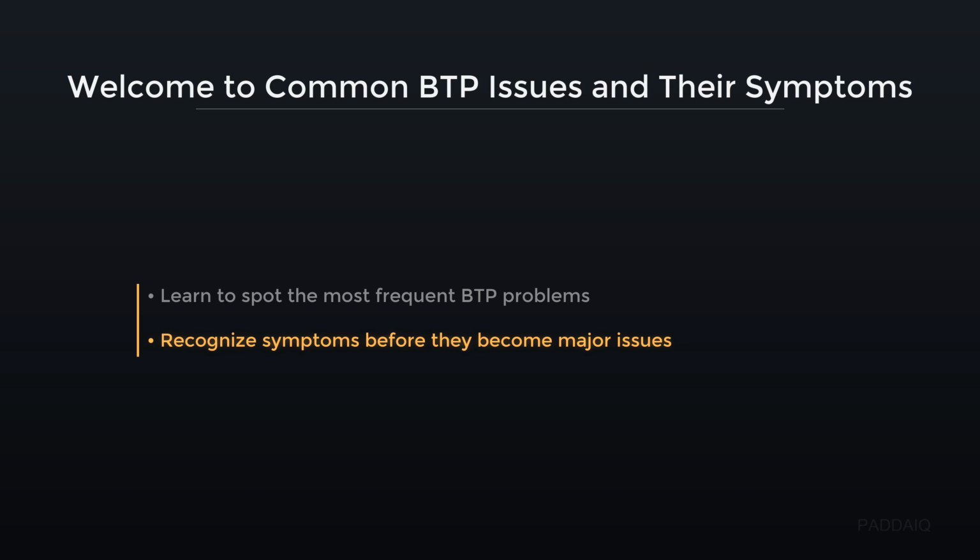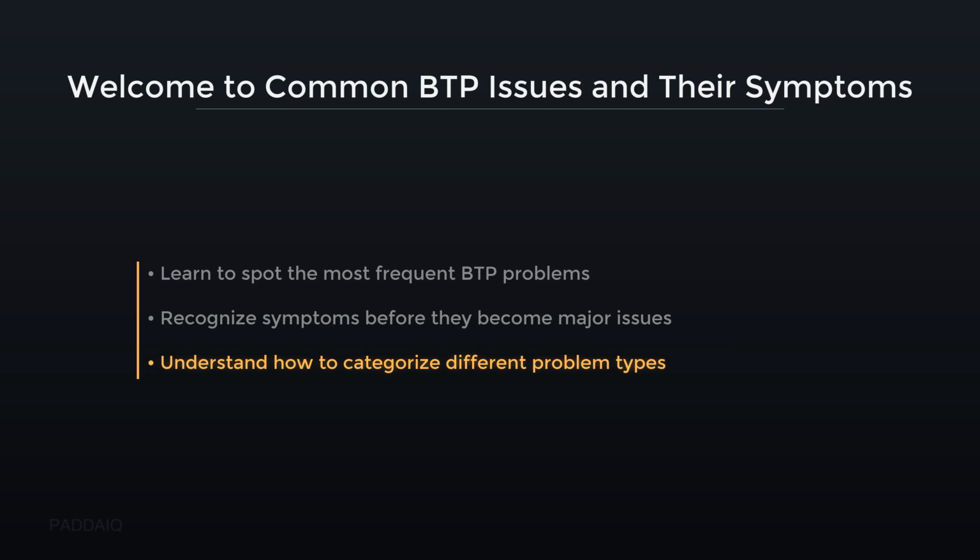Recognize symptoms before they become major issues. This means identifying small, early warning signs in your BTP applications. For example, if an application's response time gradually increases from 1 to 5 seconds, that is a symptom of a potential performance bottleneck. Addressing these early signs prevents them from escalating into critical system failures.